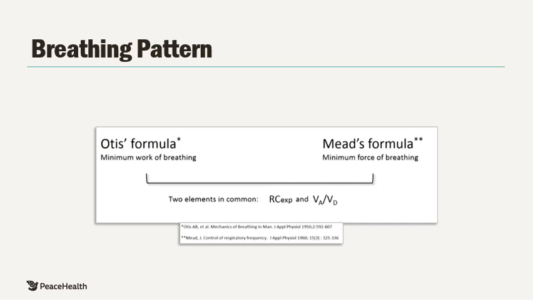The Mead formula has two elements in common with the Otis formula, notably alveolar ventilation and dead space ventilation, as well as the RC-exp or expiratory time constant. The Mead formula again focuses on achieving the least driving pressure, which equates to lower average tidal volumes.